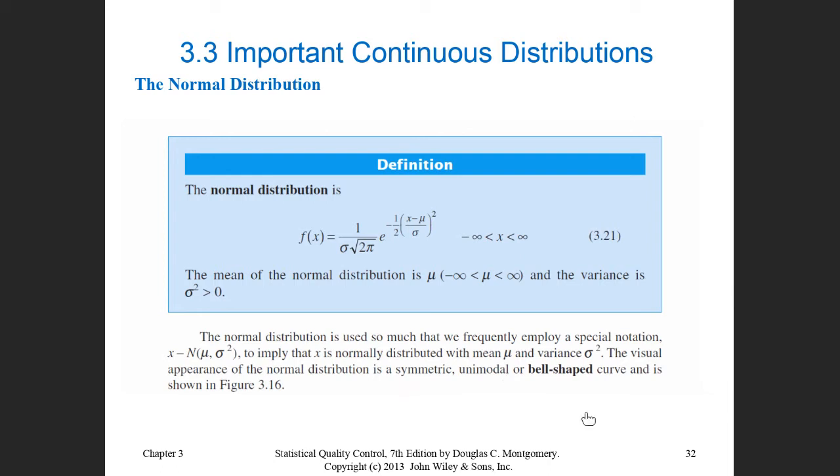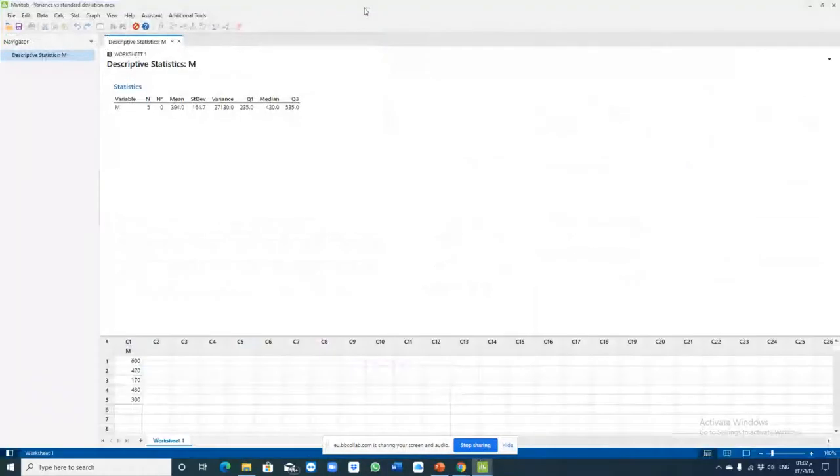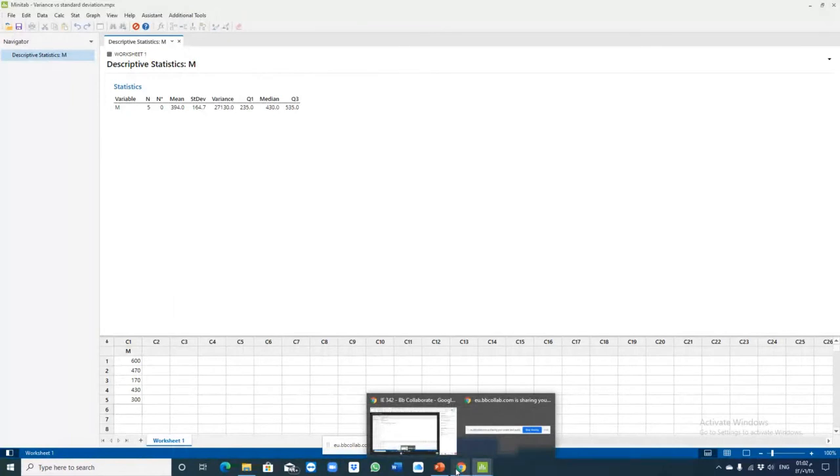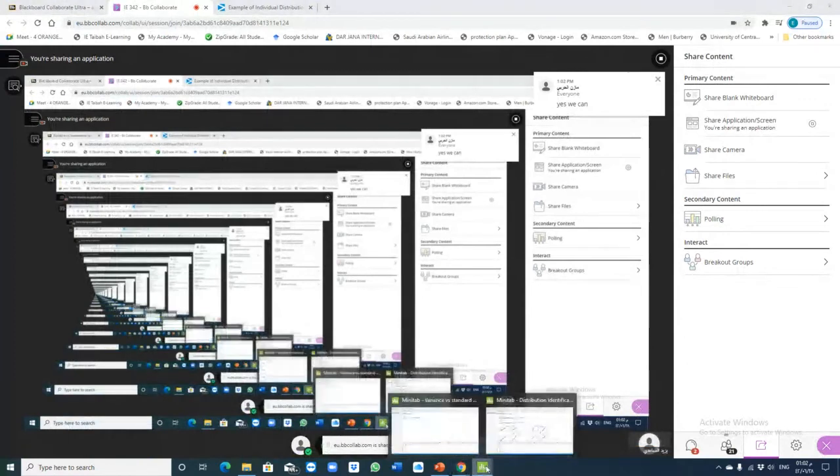I will share my screen here, just to check on the voice. Is it clear? Okay, good. Thank you. Now let's share the screen. On the Minitab, can you see the screen? The Minitab screen? Good, okay.